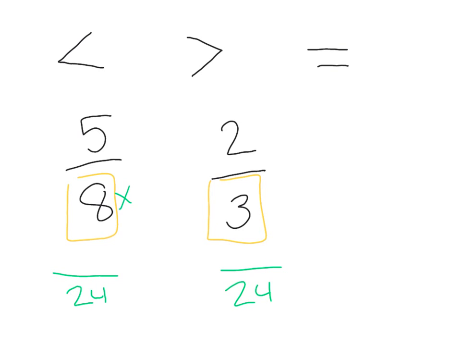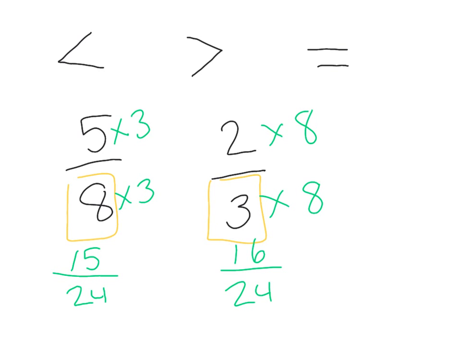So if I multiply 8 times 3, I got 24. So I'm going to need to do that to the 5 as well. 5 times 3 is 15. Now I'm going to look at the 2/3. I had to get 24 at the bottom, so I multiplied the 3 by 8. So I'm going to multiply the 2 by 8. Now this is just like the first one we did together where they have a common denominator. This one I had 15 and this one I had 16. So the 16 is greater than the 15. If I went back up to the original problem, I would read that 5/8 is less than 2/3.